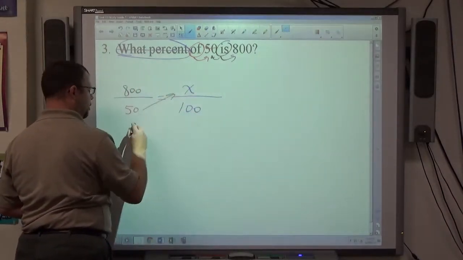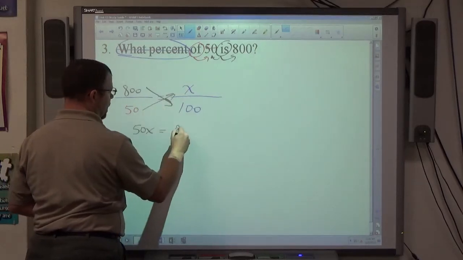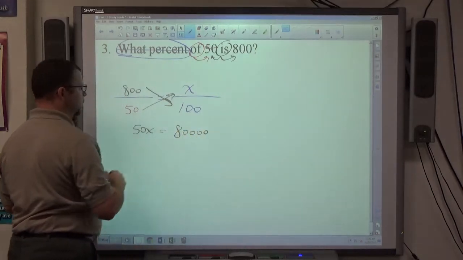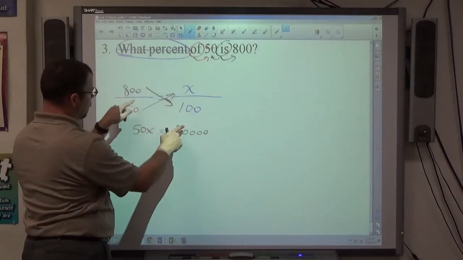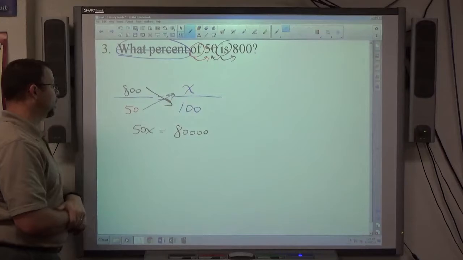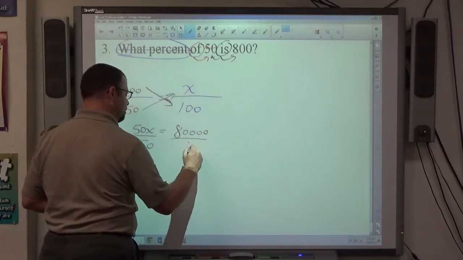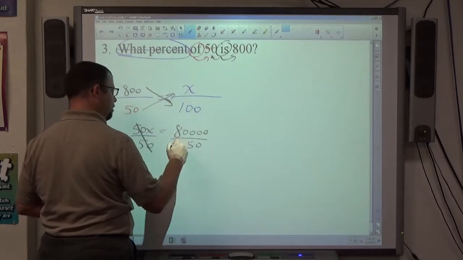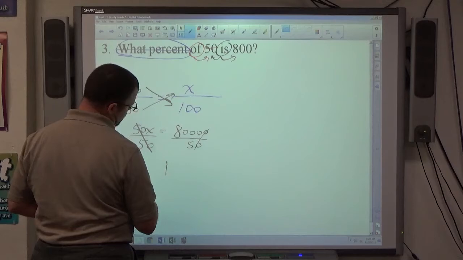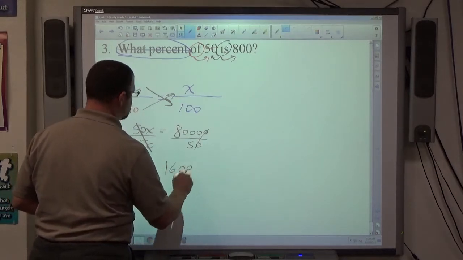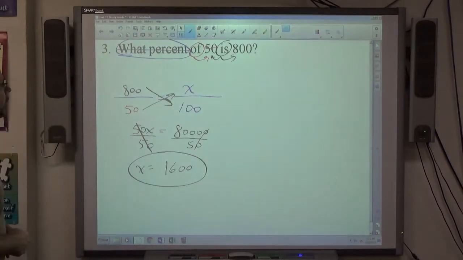So this product, 50x, is equal to this product, 80,000. You multiply the numbers that aren't 0, 8 times 1 is 8, and then just include as many zeros as are there. Divide both sides by 50. So 8,000 divided by 5 would be 1,600. 1,600%.